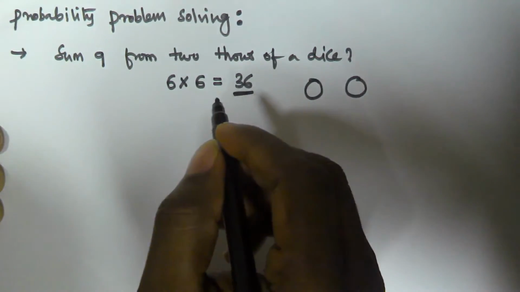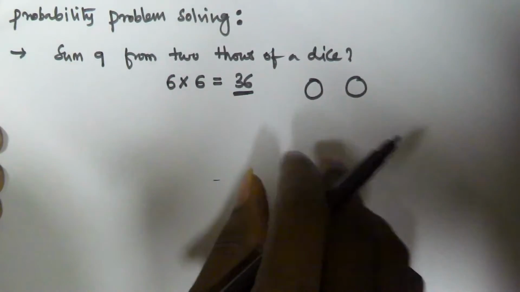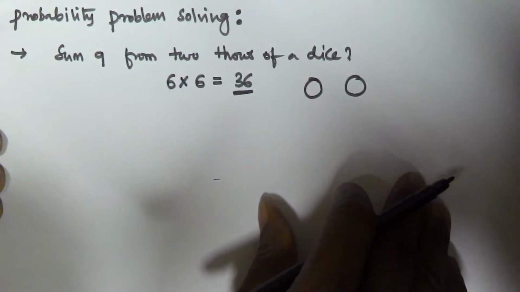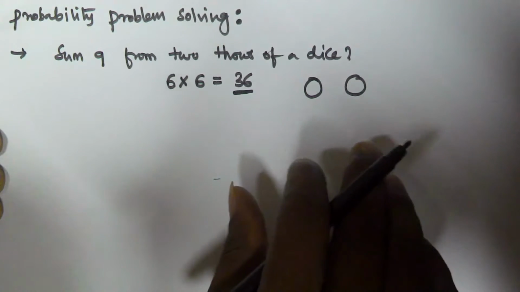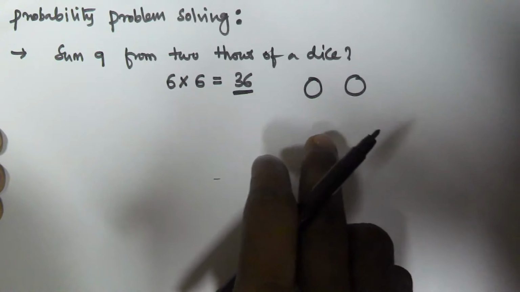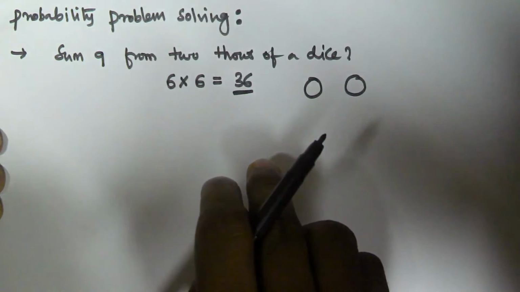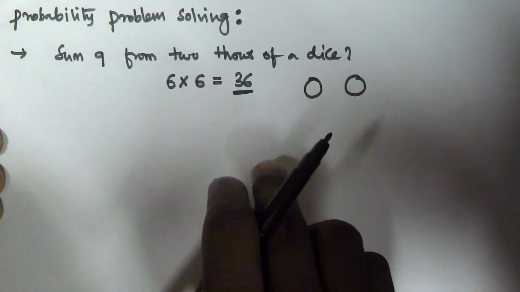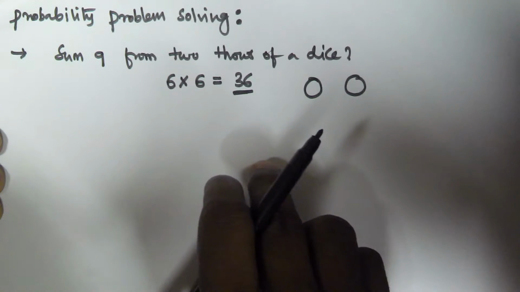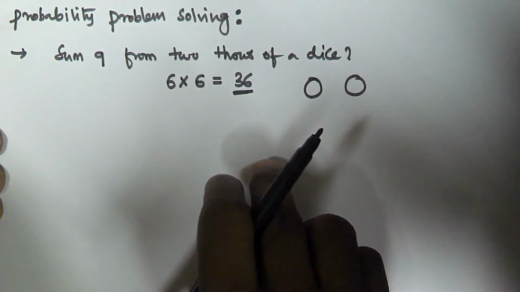In permutations and combinations I told you that whenever we are performing two operations one after another, both operations can be done in the form of m into n. If the first operation can be done in m ways and the second operation can be done in n ways, then both operations can be done together in m into n ways.